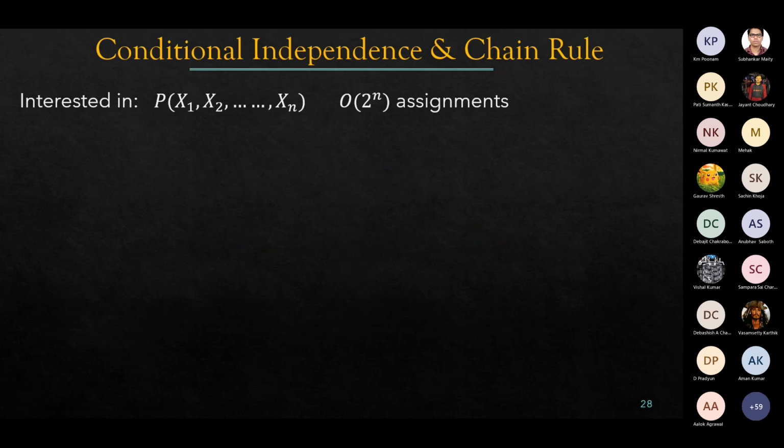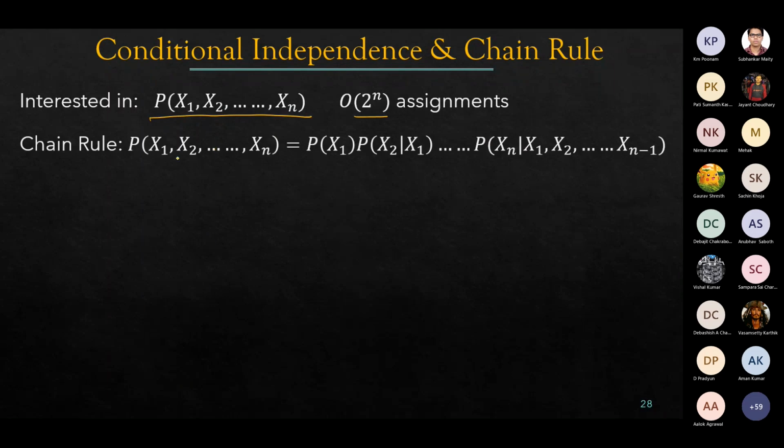So again, let us try to revisit conditional independence and its relation to the probability chain rule. What we are interested in is the joint probability distribution, and we know that it has 2 to the power n assignments. Now, we can factor this joint probability using the chain rule: probability of x1, probability x2 given x1, and finally probability xn given x1, x2, up to xn minus 1.